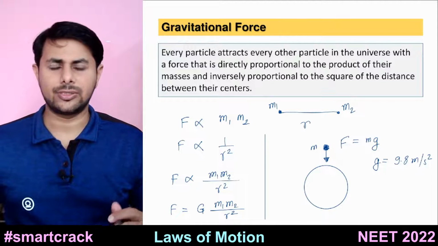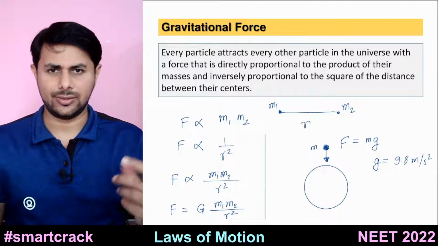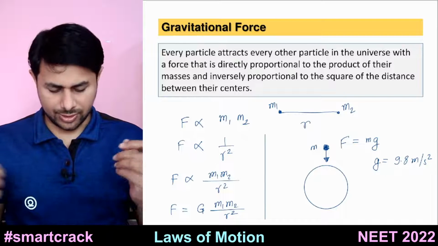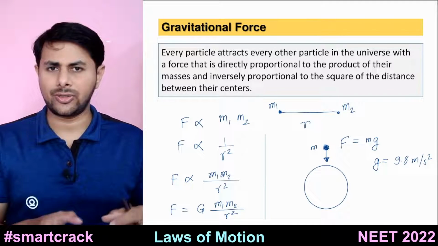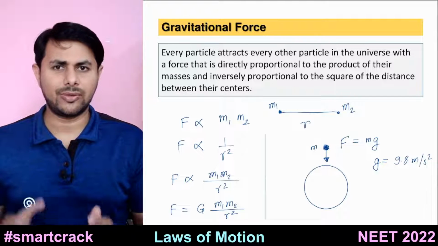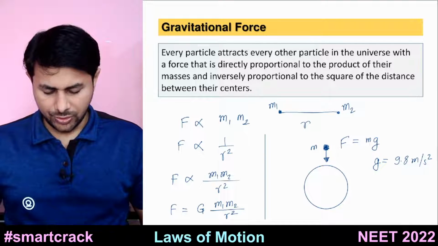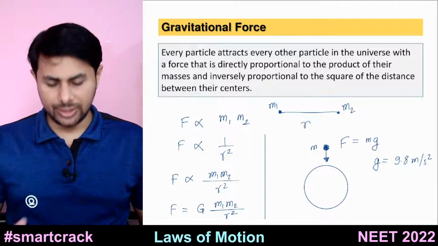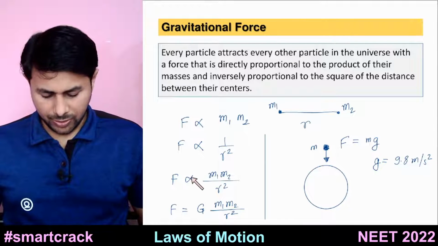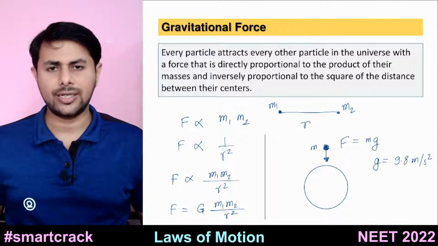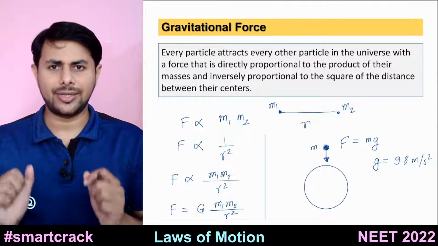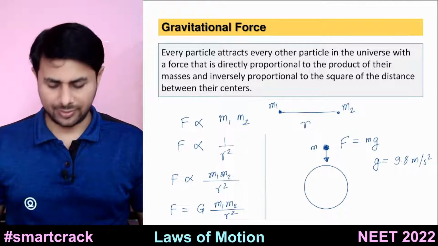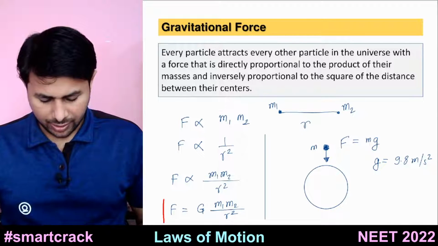So what is gravitational force? If you have any two bodies having masses, then each of them exerts a force on the other, and that force is directly proportional to the product of those masses and inversely proportional to the square of the distance between them. This is the universal law of gravity. So force is proportional to m1 m2 and inversely proportional to r square. If you remove the proportionality sign and put an equality sign, you will get F is equal to G times m1 m2 upon r square, where G is the universal gravitational constant. So this is the gravitational force.